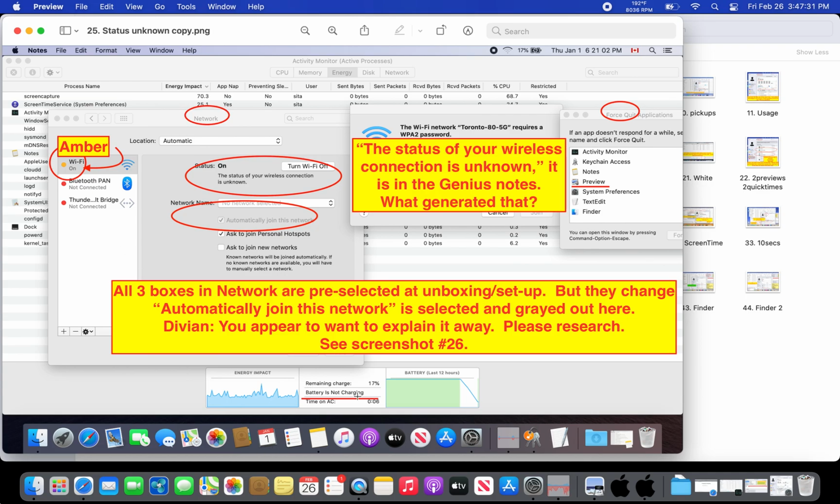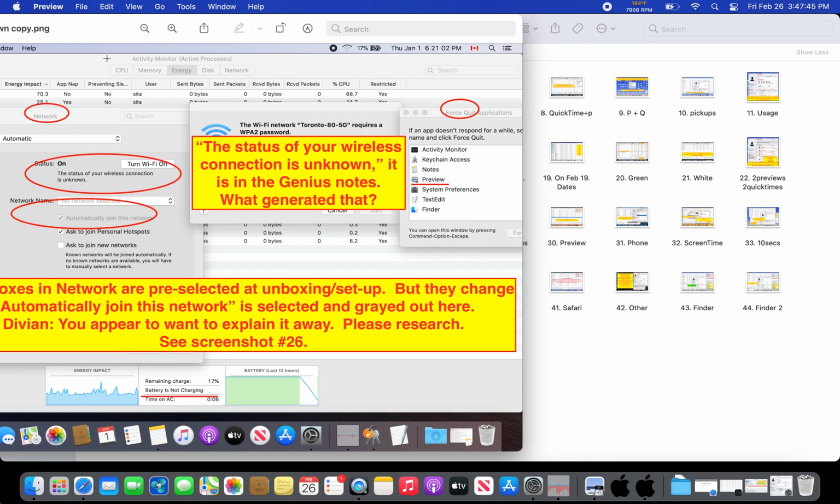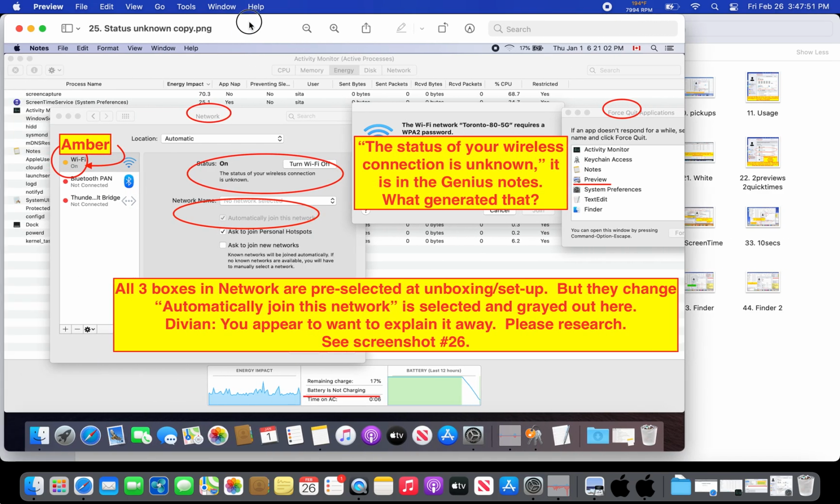Battery not charging is a constant. The Wi-Fi is amber, and it says the status of your wireless connection is unknown. And actually, forget about that part. Let's do this part. Here it says this is automatically ticked off and grayed out. See that? Good.